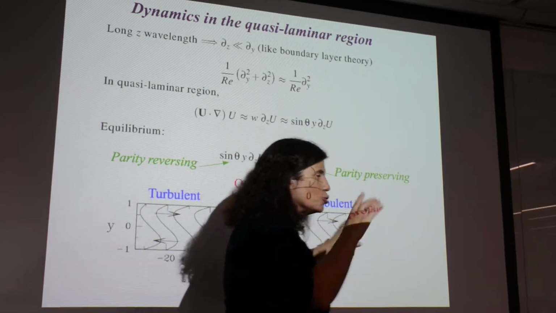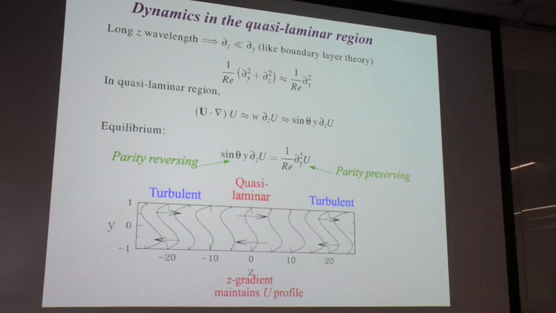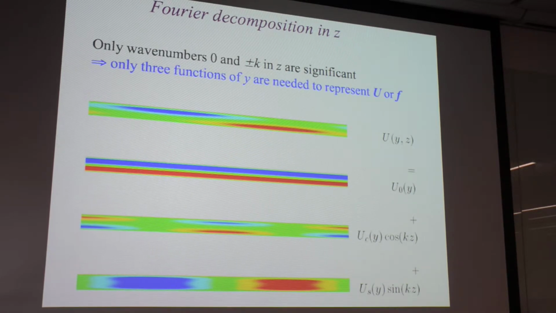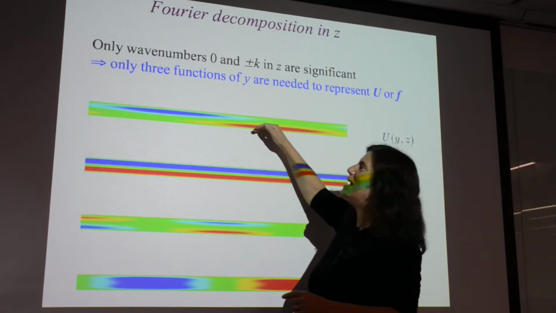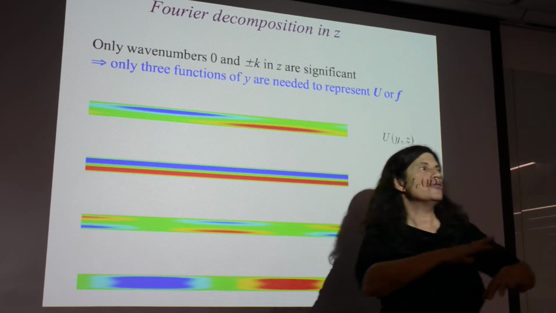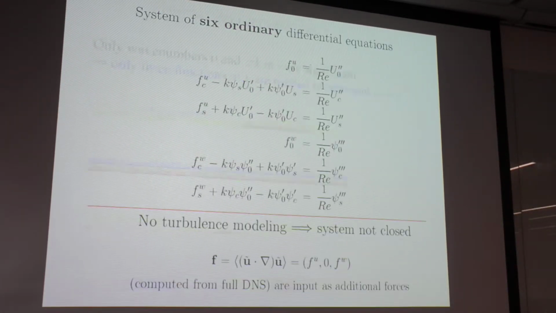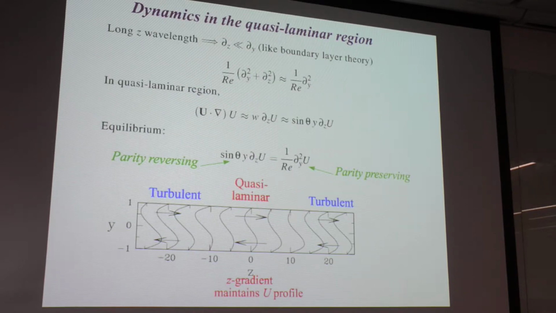U is those red and blue patches, this deviation from laminar flow. Something has to maintain these red and blue patches, because a fluid likes to diffuse and get rid of all of its features, right? So something has to maintain it, and here's what's maintaining it.